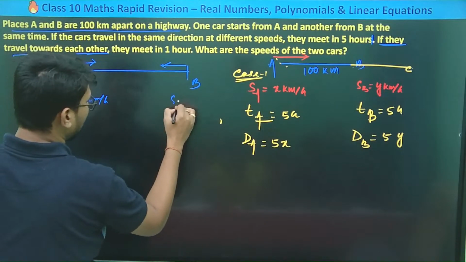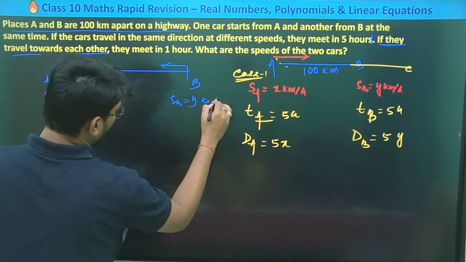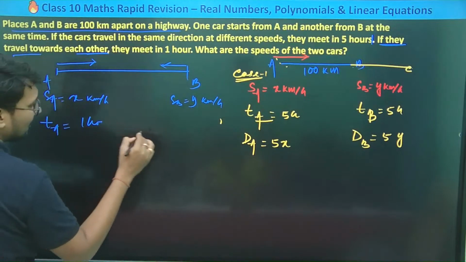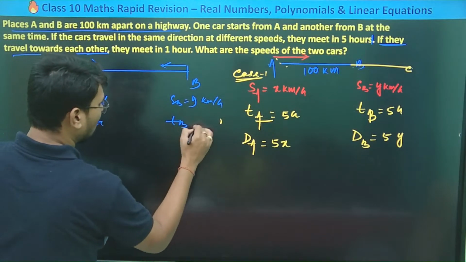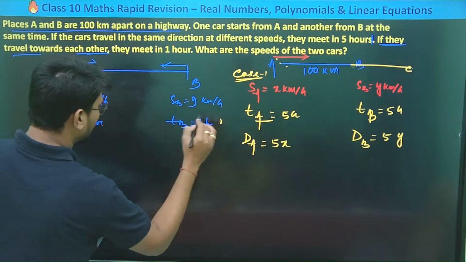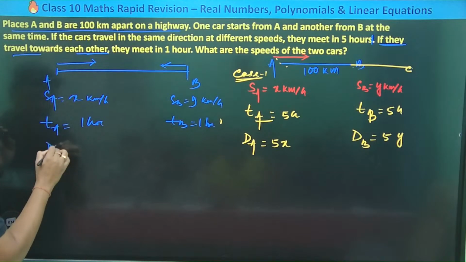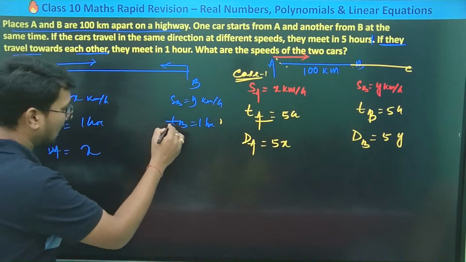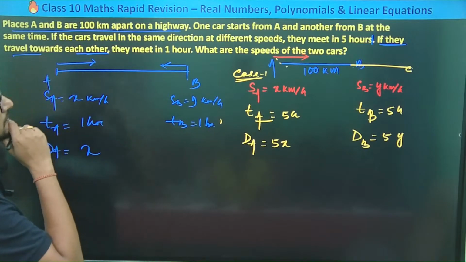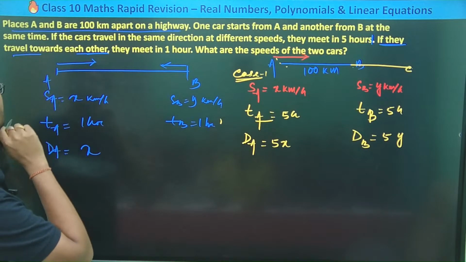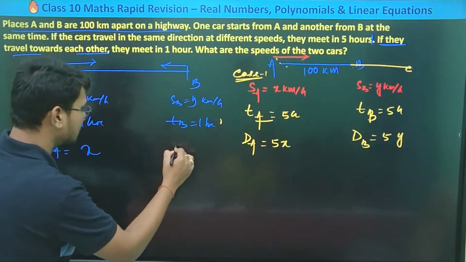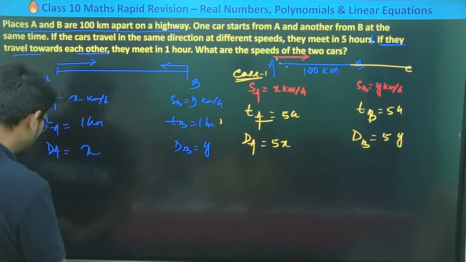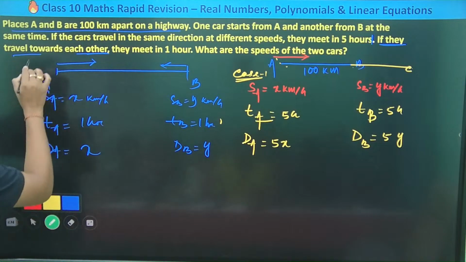And speed of B? Y km per h, right? Now travel time क्या है? 1 hour. So distance क्या है? X. And the other distance is how much? Y. Now after traveling 1 hour, what is the question given?